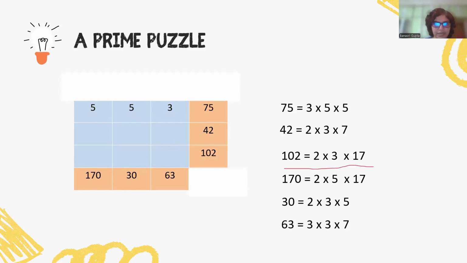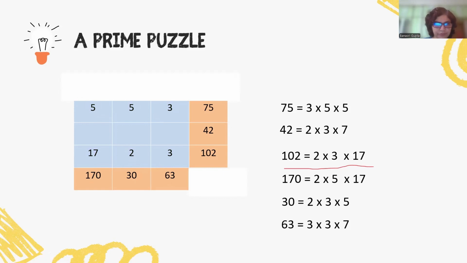Now let us take 102. 102 is basically 2 into 3 into 17. But 17 can only come here because this number is divisible by 17. Then 2 cannot come in the place of 63. So 2 can come in the 30 place because 30 is the only even number. So the odd 3 will come here, because 3 can go in both places, but 2 can come only in this place because 63 is not divisible by 2.